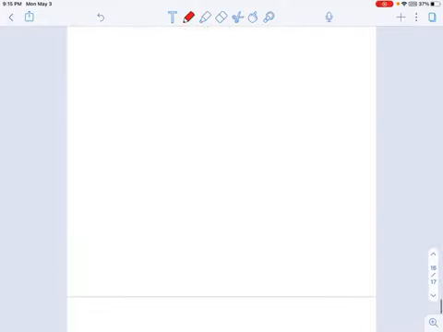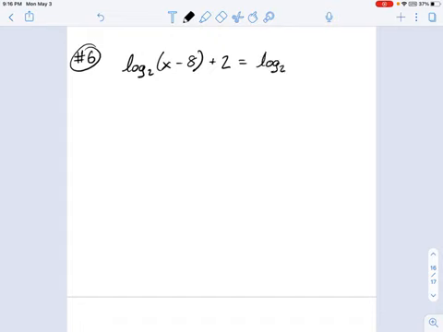All right, in this example, let's write down the problem that I'm looking at here. This is problem number 6. And this is where the log equations are going to start getting a little more interesting. This one says log base 2 of x minus 8 plus 2 equals log base 2 of x squared minus 16x plus 64.